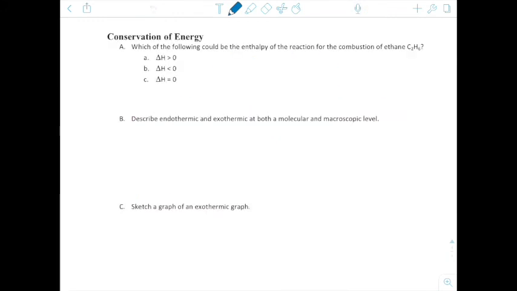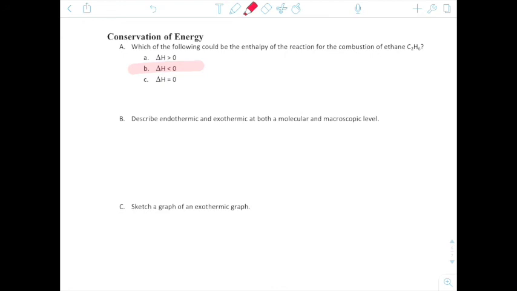Moving on to the conservation of energy, it says which of the following could be the enthalpy of reaction for the combustion of C2H6, which is ethane. When we talk about a combustion reaction, there's a large amount of heat given off, and so it is going to be exothermic. An exothermic reaction is going to have a negative delta H value, so a delta H value that is less than 0.